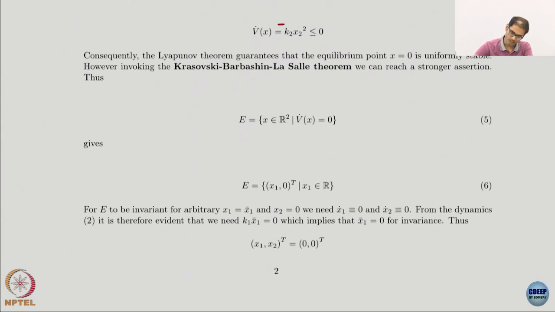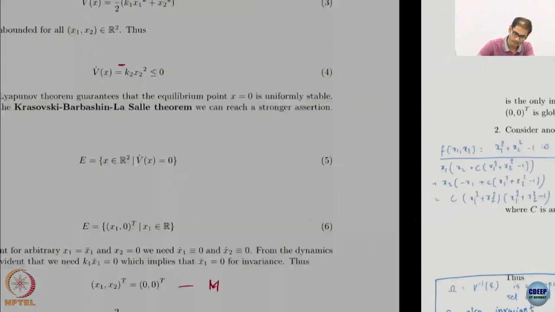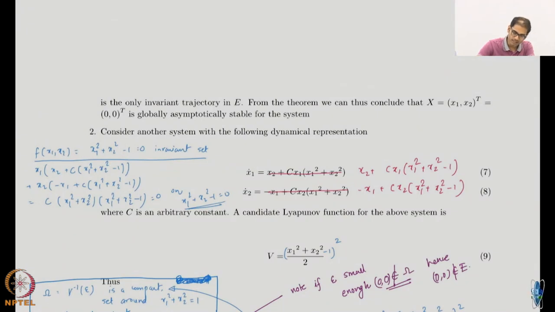So what is the largest invariant set? In E, x2 was already 0, now I also want x1 to be 0. So 0, 0 is the only invariant set inside this. From every other point you will move, so they are not invariant sets. You cannot find any other invariant set. So this is the largest invariant set inside E. This is in fact your M set, if you may. And so any trajectory which starts anywhere will converge to the 0-0 equilibrium.